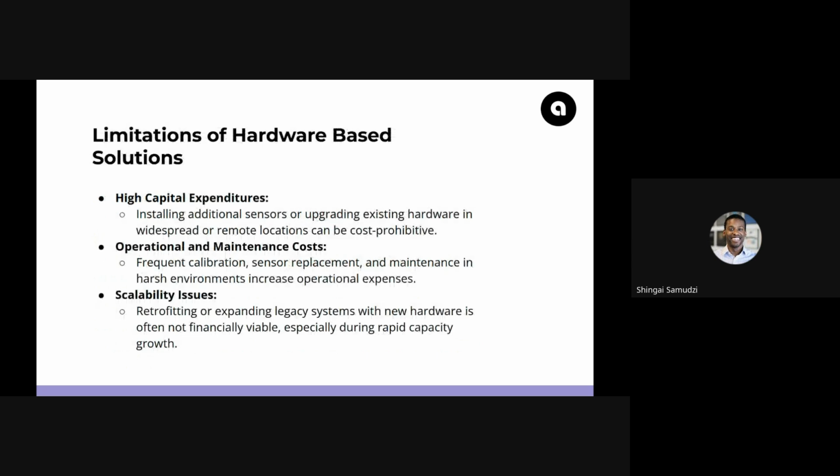Now, as you might imagine, there are limitations that are primarily financial around this. They do involve rather high capital expenditures, whether it's installing additional sensors or upgrading your existing hardware. It can be cost prohibitive, particularly if you have a very large portfolio of assets that you have to manage.